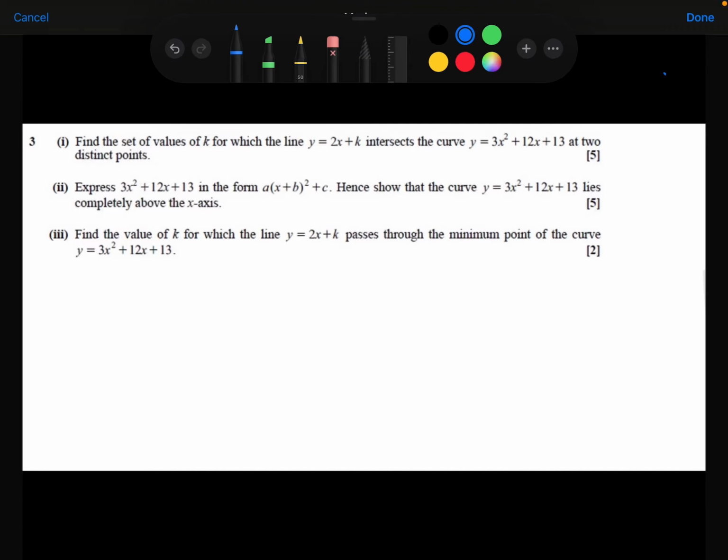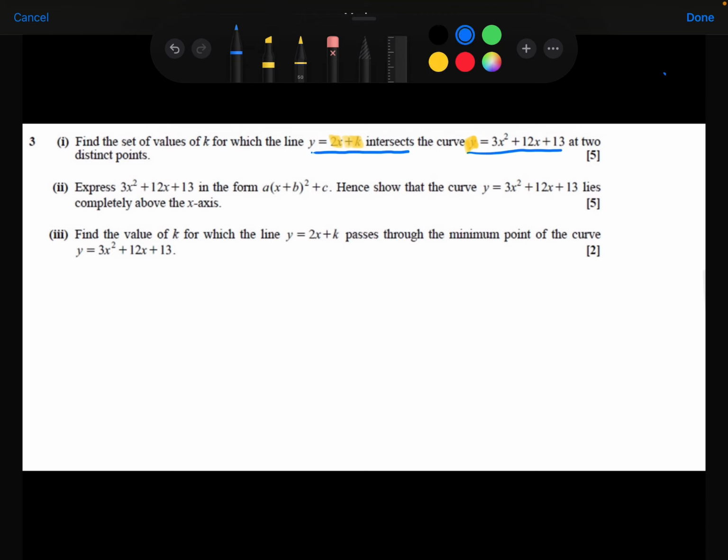Find the set of values of k for which the line y equals 2x plus k intersects the curve y equals 3x squared plus 12x plus 13 at two distinct points. So this straight line is intersecting this curve. So intersecting, key word there, makes me think simultaneous equations, which means that I could substitute this in instead of the y here.